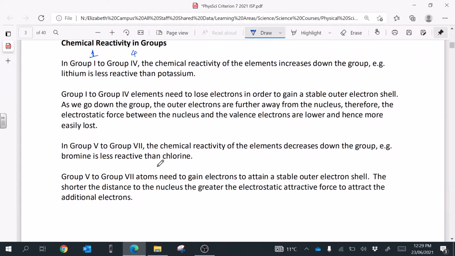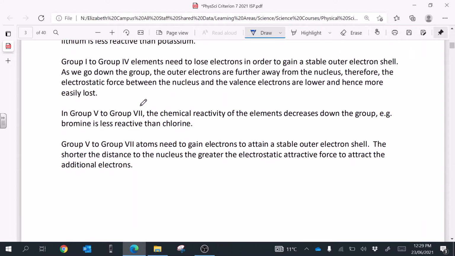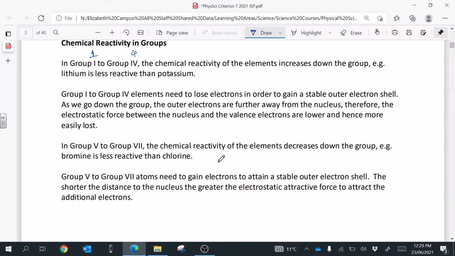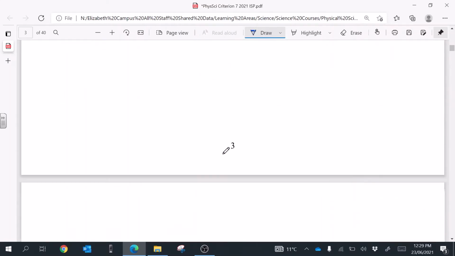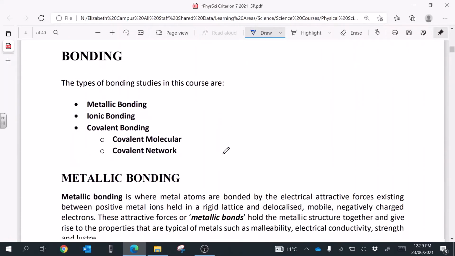Okay. And in groups 5 to 7, the chemical reactivity of the elements decreases down the group. So, for example, bromine is less reactive than chlorine. And in groups 5 to 7, atoms need to gain electrons to attain a stable outer electron shell. The shorter the distance to the nucleus, the greater the electrostatic attractive force to attract the additional electrons. So these reactivities are all about the electrostatic forces that are going on, and we'll look at them more when we talk about bonding.